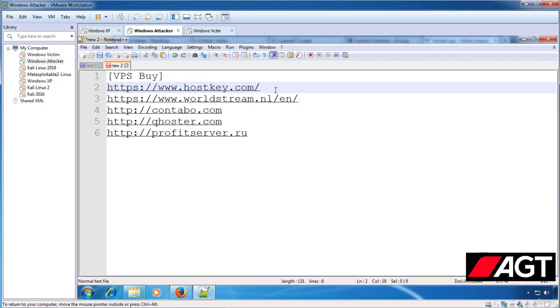The best one, or the good one, you cannot say the best. All of them are good. But the fast ones I have found are either Contabo or Hostkey. The good thing about Hostkey I have found is that there is no PayPal. You can also pay with Bitcoins. Average price, fast enough, and safe.